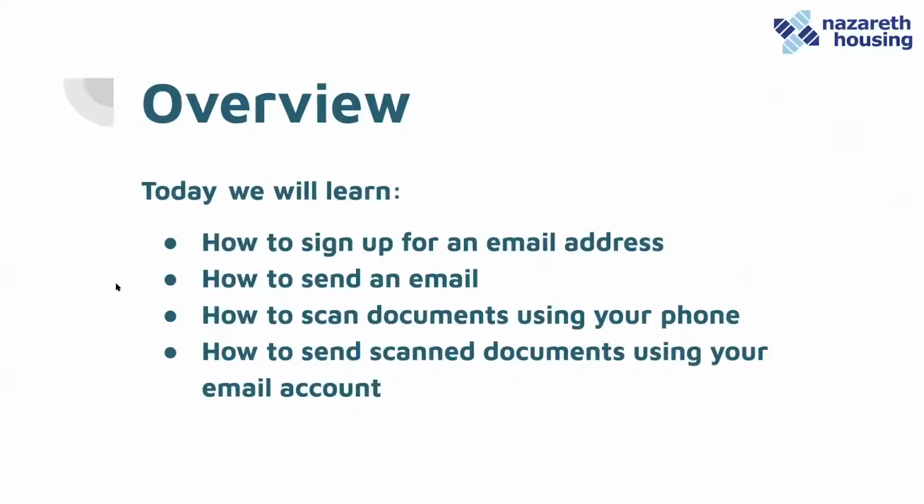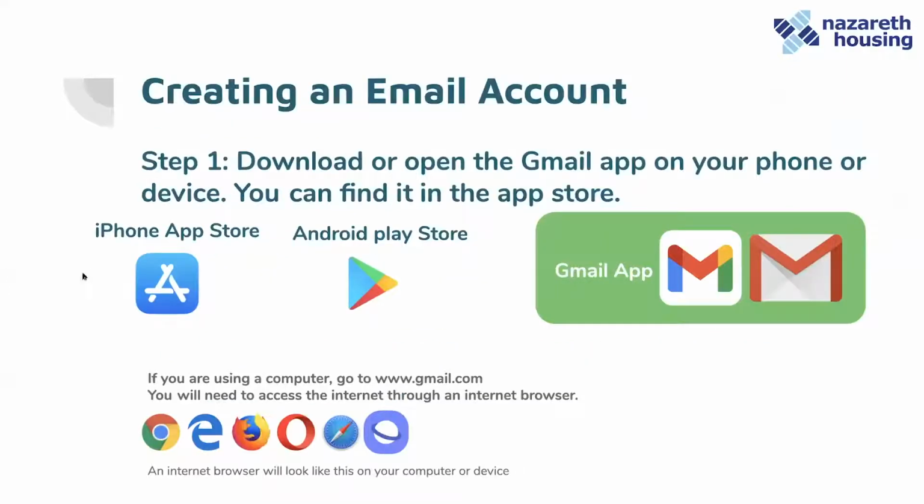Sander, would you mind going to the next slide? Sure. Thank you. So the first step on creating an email account is either download, or if you already have the app, you can open the Gmail app on your phone or device. If you're not sure if you have the Gmail app, just go through your phone and try to look for the Gmail app that looks like this. And if you don't have it, then you can go to the App Store. On an iPhone, it looks like that. And they're on the Play Store for an Android, it looks like that, right?